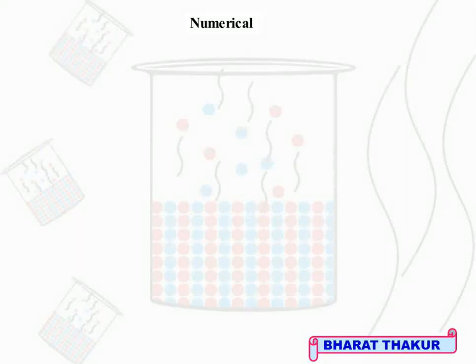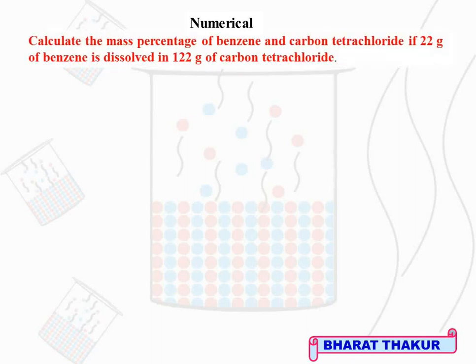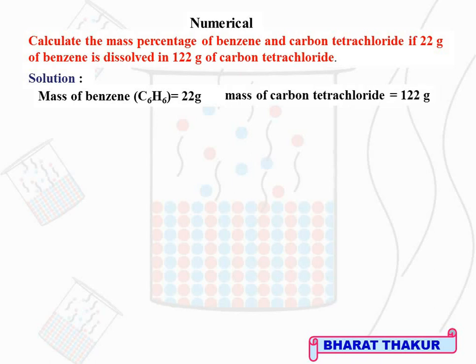So let's do one numerical based upon volume percentage or mass percentage. Most of the time in Plus 2 class, no numerical comes from this, but some important points we have to learn from this. That's why we are doing one simple numerical. Calculate the mass percentage of benzene and carbon tetrachloride if 22 gram of benzene is dissolved in 122 gram of carbon tetrachloride. First of all, the mass of benzene is given as 22 grams and the mass of carbon tetrachloride is 122 gram. Because the mass of benzene is less, we take it as solute, and the mass of carbon tetrachloride is more, so we take it as solvent.